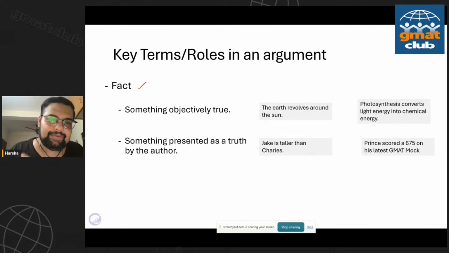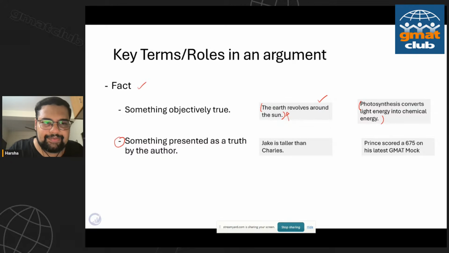The first way to look at fact is something that's objectively true. Here is an example. If in an argument you see the statement, the earth revolves around the sun, this is objectively true in real life. No author of the argument is going to say that this is not true. So if you see a statement like this, or this photosynthesis example that we talked about, these are objectively true statements in real life. Something like this, which is verifiably true, objectively true, this is definitely a fact. There's no two ways about it.